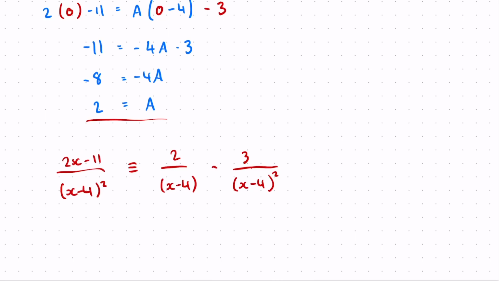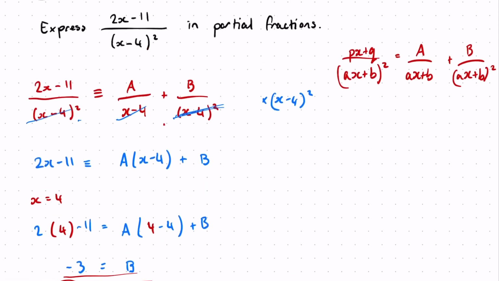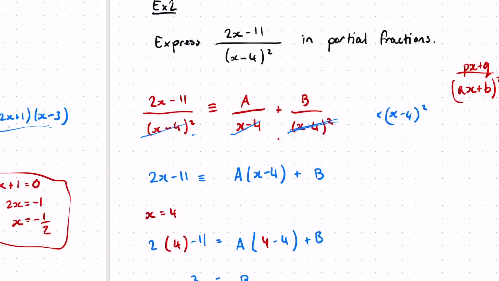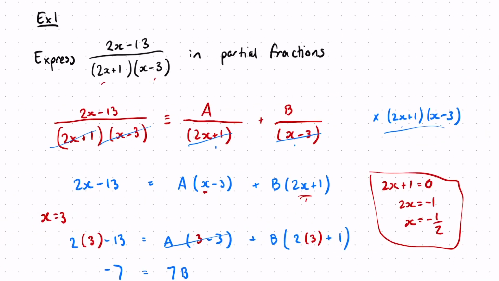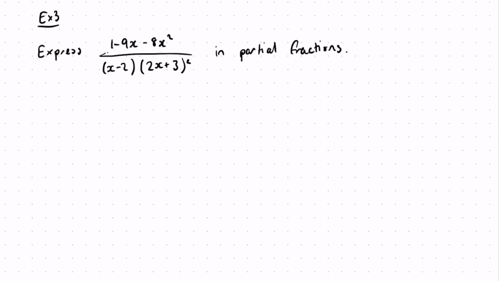So that example, we had (x - 4) squared on the bottom. Previous example, we had two separate brackets. Third example is a combination of both. You've got two distinct brackets, but one of those distinct brackets is squared. So you've got to apply the same rules for the squared plus the other one. So we can really think about this as three brackets here.